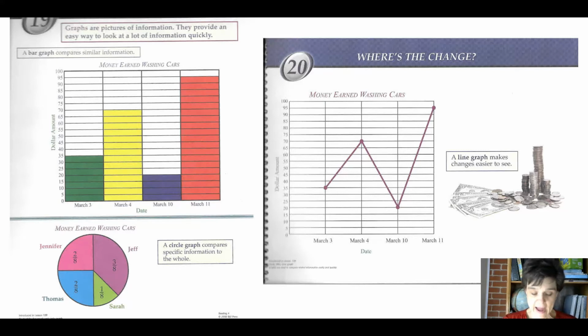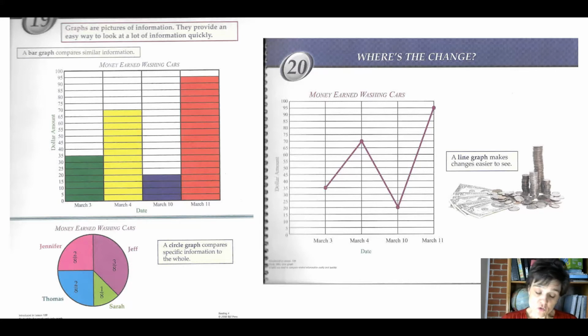Number 1, which graph shows U.S. presidents' birth regions? Is it the bar, the circle, or the line graph? It's the circle graph, so fill in the circle. The circle graph shows the regions of presidents' births.